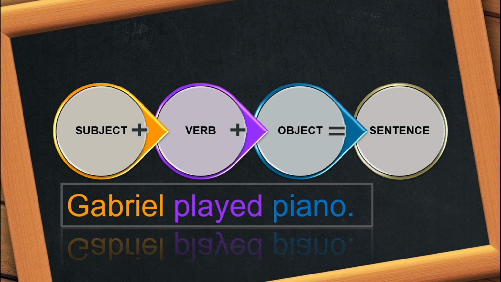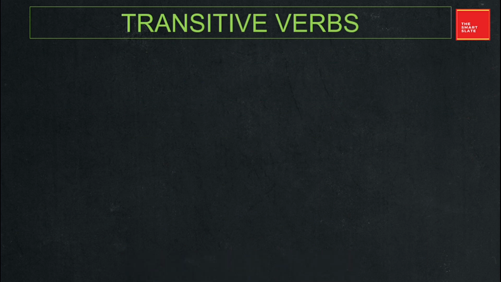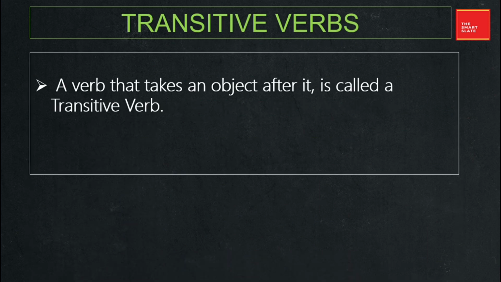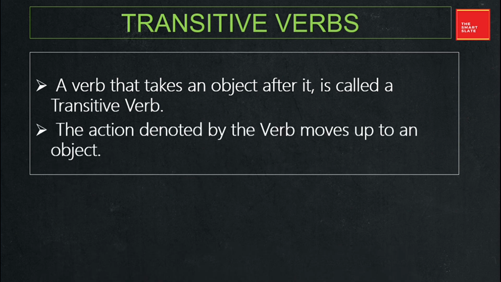So subject and object are the 2 important parts today, on the basis of which we'll understand the types of verbs. So the very first type is transitive verbs. A verb that takes an object after it is called a transitive verb, and the action denoted by the verb moves up to an object. So whenever you have an object in a sentence, then the verb used here is transitive verb.